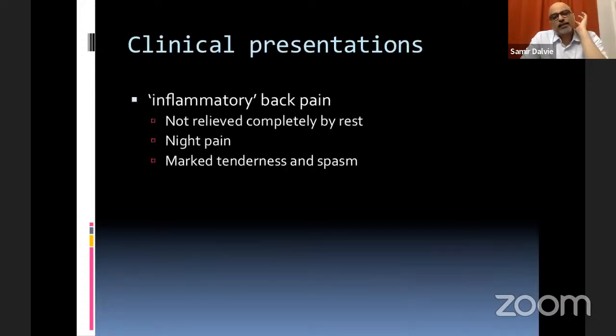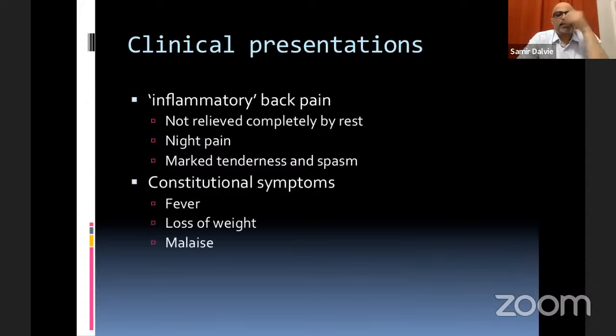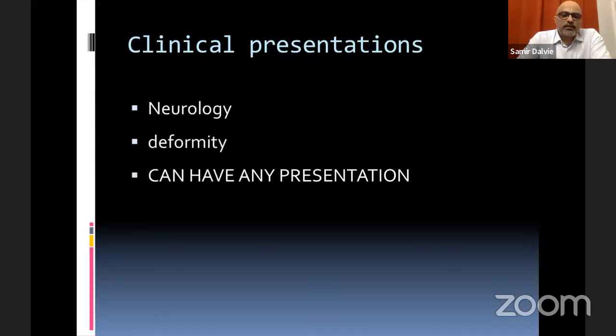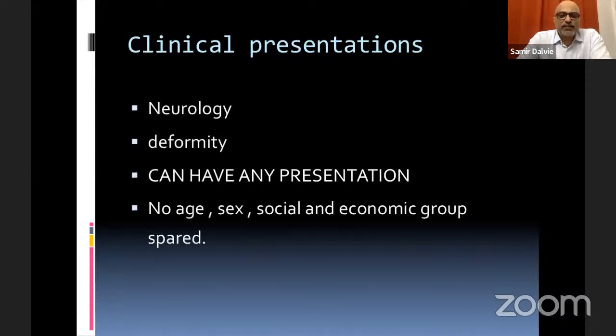So the clinical presentations are these. We have seen that they present as an inflammatory back pain, which is not relieved completely by rest. There is night pain and there is marked tenderness and spasm. They may or may not have constitutional symptoms and other histories. They may present with neurology, they may present with deformity, but finally they can have any presentation.